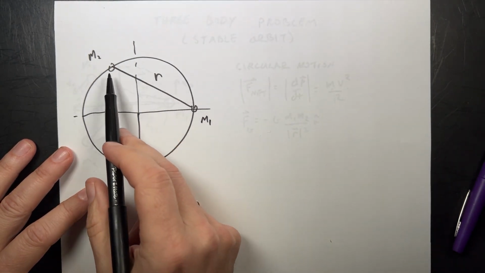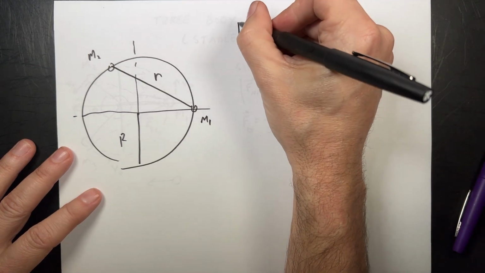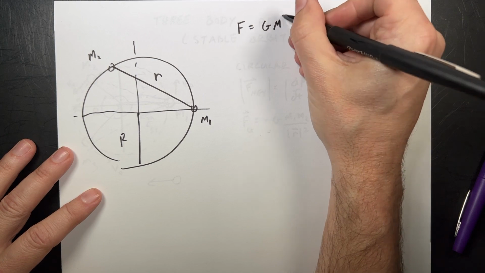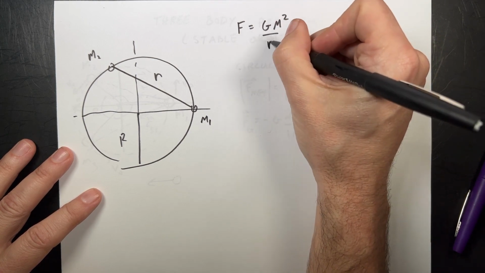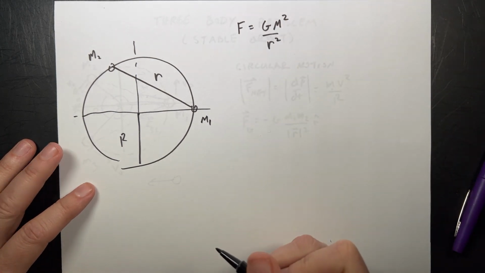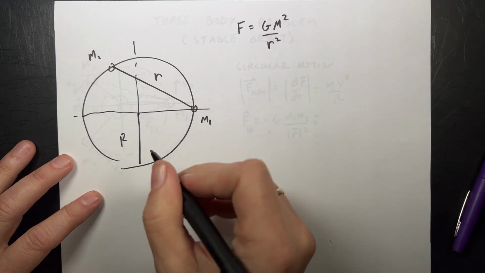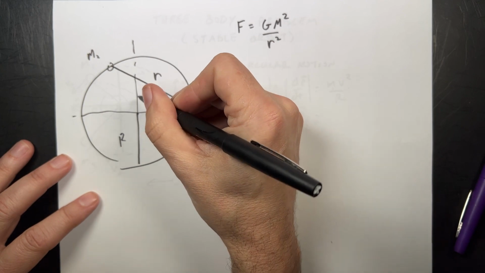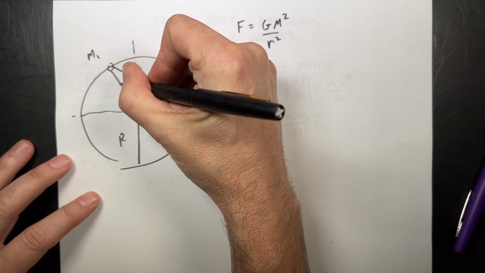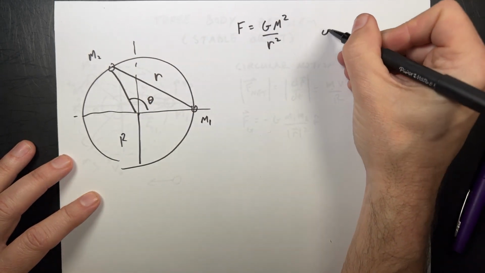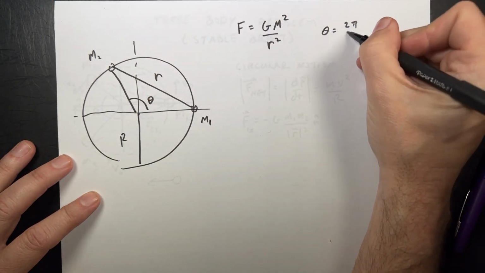That's the magnitude of the distance between these two, and I need that for the magnitude of the gravitational force. It's going to be G m squared, they both have the same mass, over r squared. That's just the magnitude. Okay. So I need to find that first, and the first thing I need to do is find r. So let's look at this angle right here. It is theta, and theta is 2 pi over 3.